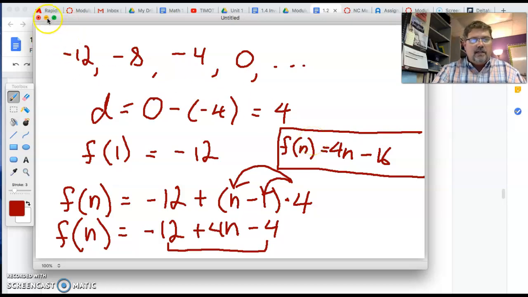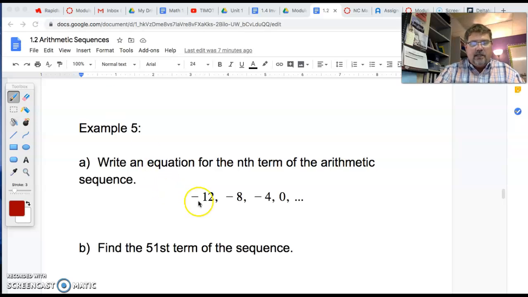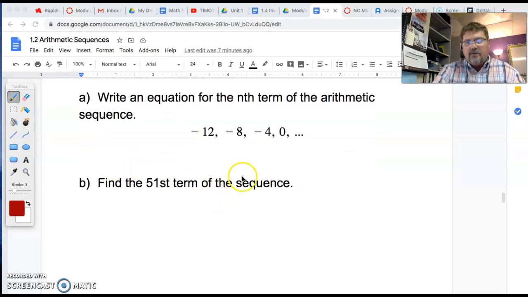Now I want to demonstrate the next part of this, which is how do you use it. Now, like I said, I'll type these notes up and write this in after this example. It says, find the 51st term of the sequence. Now, that would previously be pretty hard. I'd have to add 4, add 4, add 4, and keep on going, right? But now we know that we can use our formula that we just created.